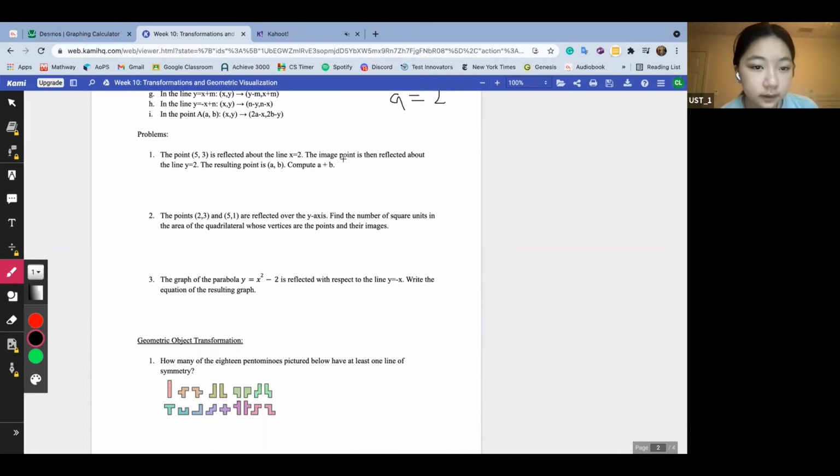So the first one, the point 5, 3 is reflected about the line x equals 2. The image point is then reflected about the line y equals 2. The resulting point is (A, B). Compute A plus B. So you can try it and then send your answer to me.